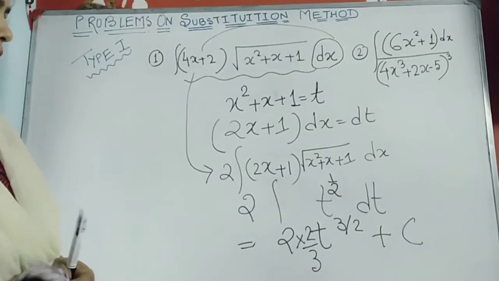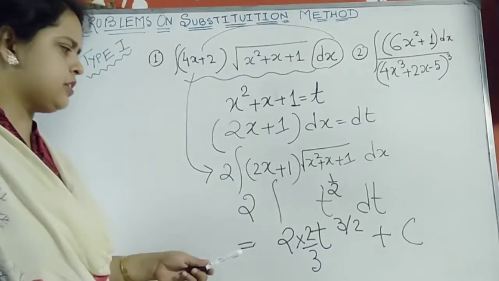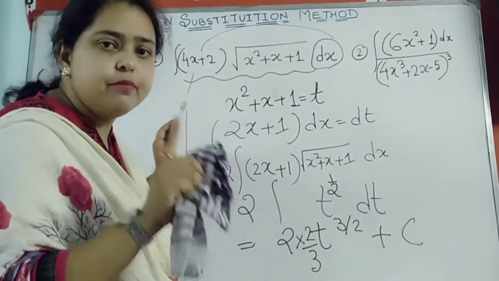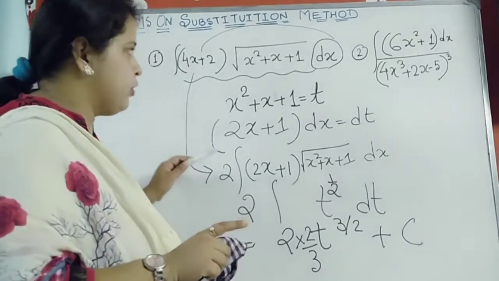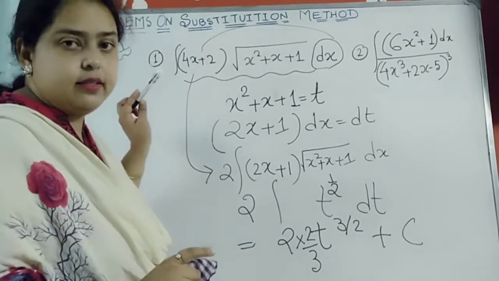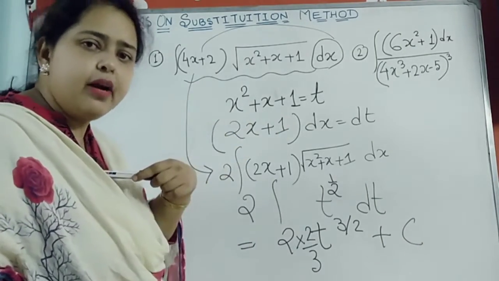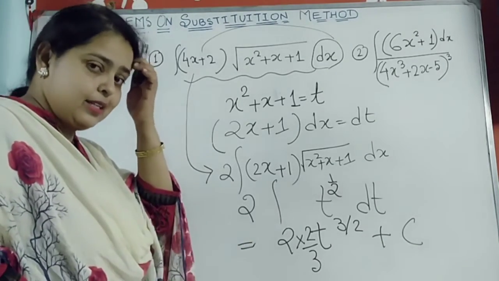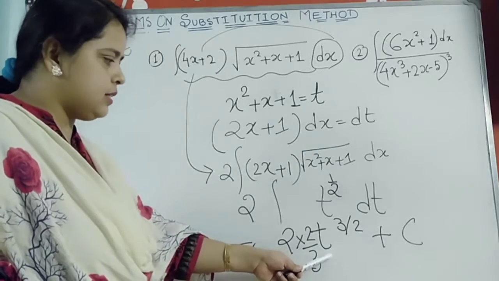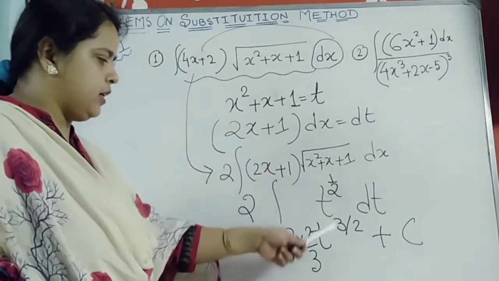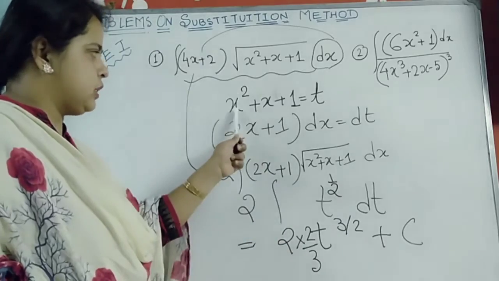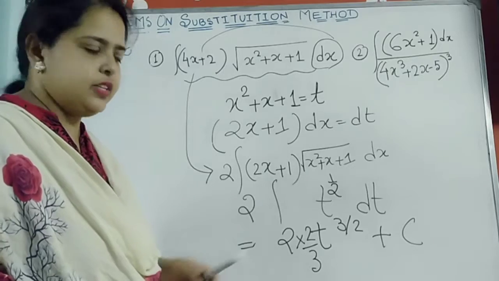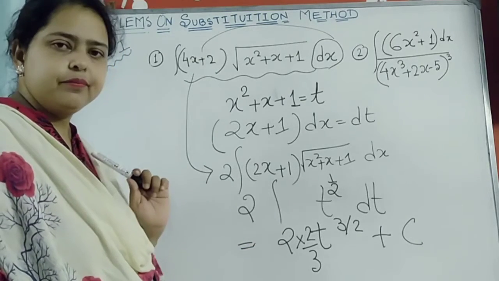Now, is this enough? Is the problem finished yet? No. Why no? Because your problem was not in terms of t. My question contains a variable x. I have converted into t for my own convenience. So the final answer must be put in the original x variable. Okay. So this is t. In the place of t, please do put x squared plus x plus 1. And then it is going to finish. And this is what? 4 by 3.